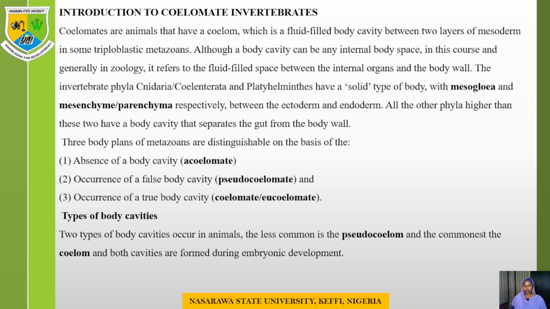The invertebrate phyla Cnidaria, Ctenophora, and Platyhelminthes have a solid type of body, with mesoglea and mesenchyme or parenchyma, respectively, between the ectoderm and the endoderm. All the other phyla have a body cavity that separates the gut from the body wall. These three body plans of metazoans are distinguishable on the basis of the absence of a body cavity, that is the acoelomate; the occurrence of a false body cavity, that is the pseudocoelomate; and the occurrence of a true body cavity, that is the coelomate or eucoelomate.